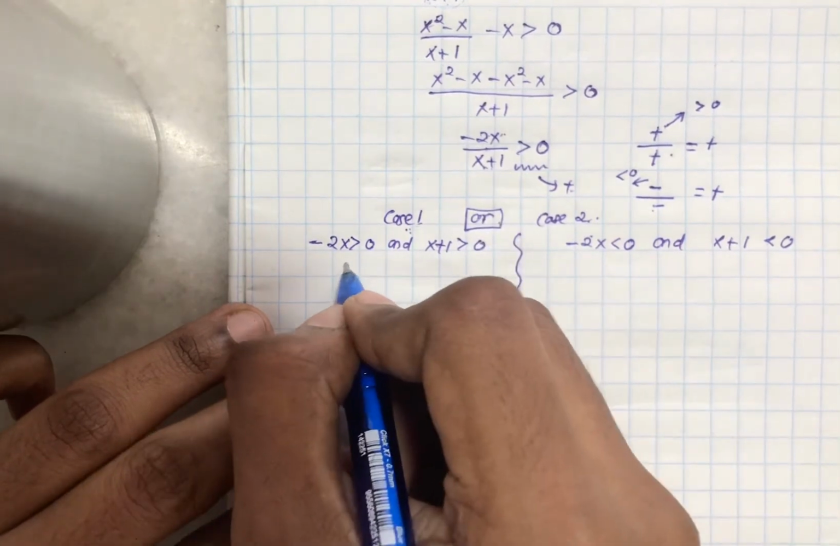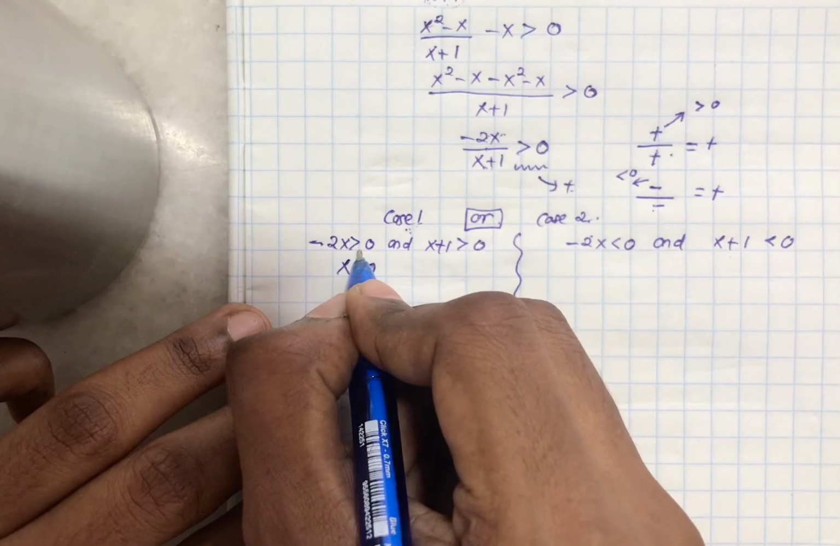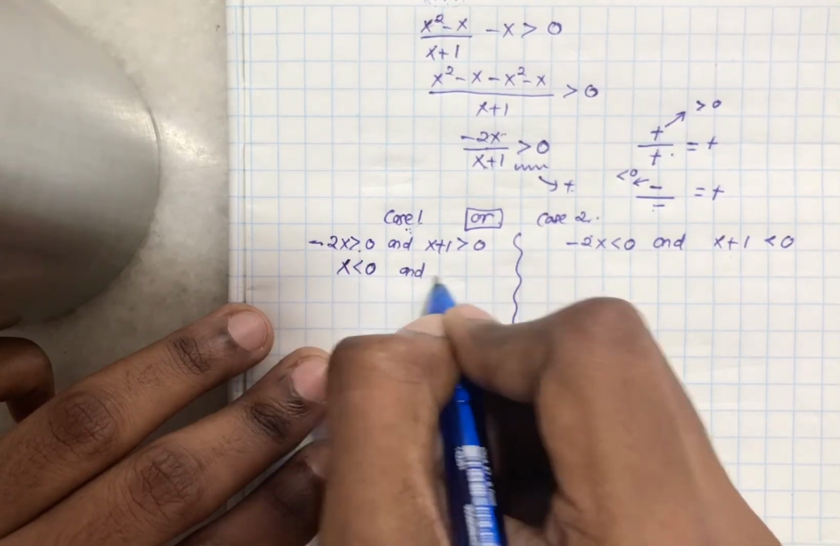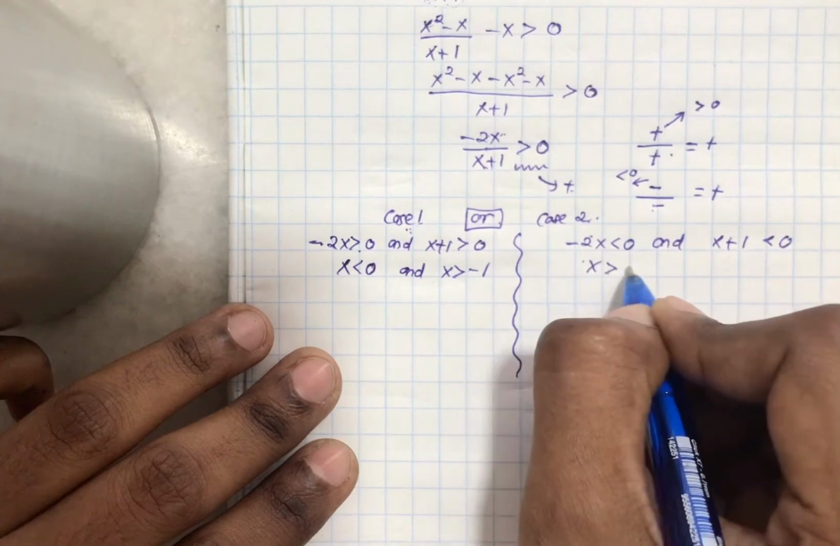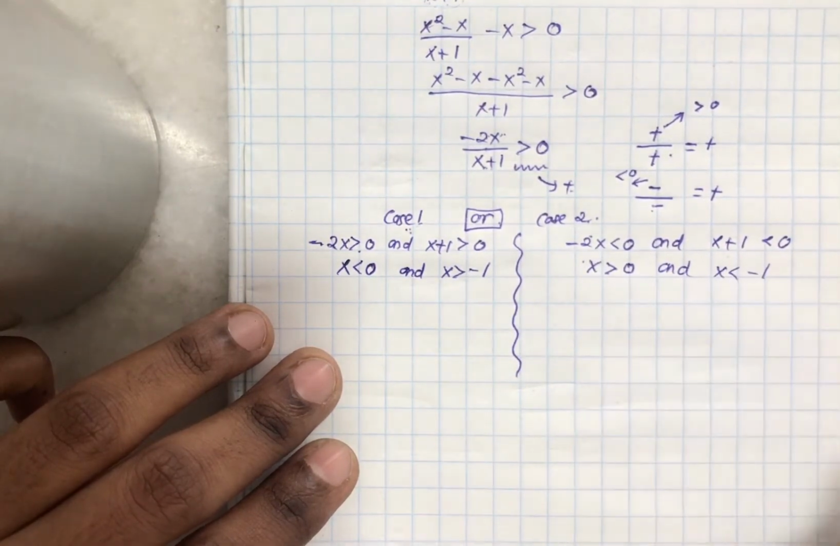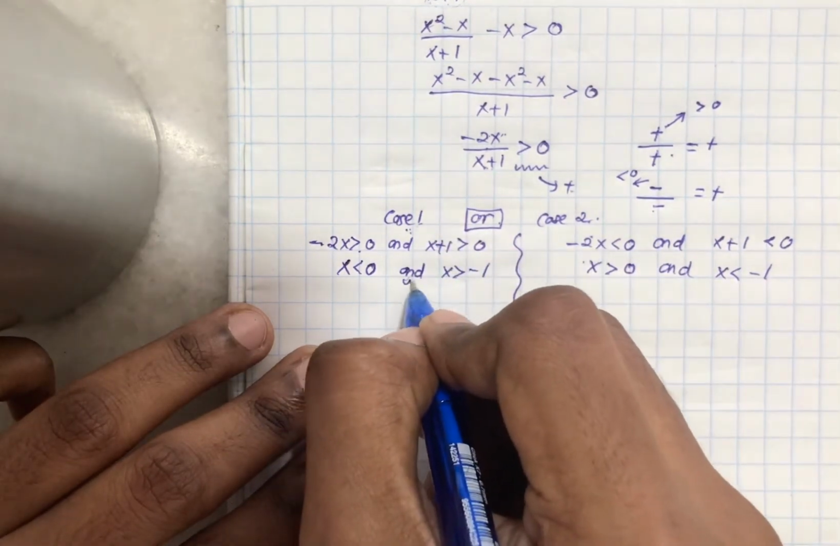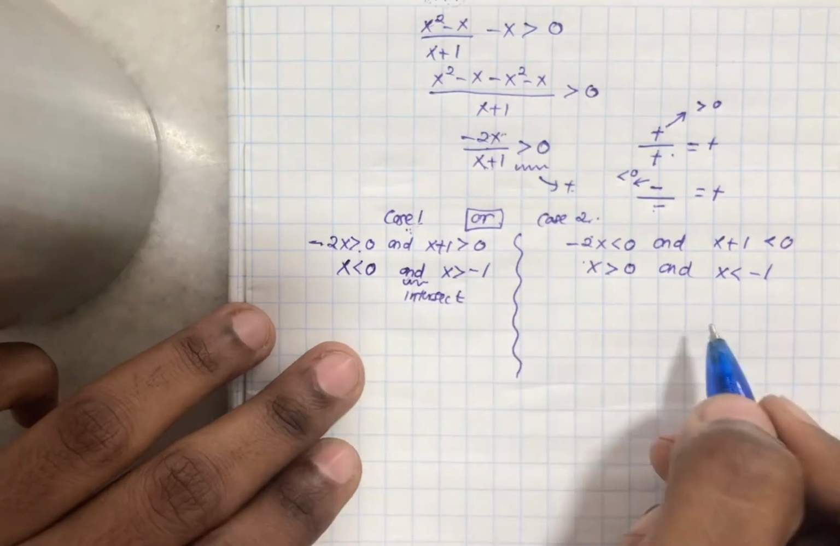If I am solving this, my x is less than 0. Remember, you are dividing by negative 2, so you change the inequality sign. And then x is greater than negative 1. Now about this, x is more than 0 and x is less than negative 1. What is the meaning of the intersection symbol? It means intersection. Let's see whether they intersect or not.